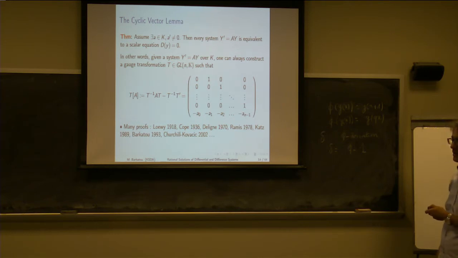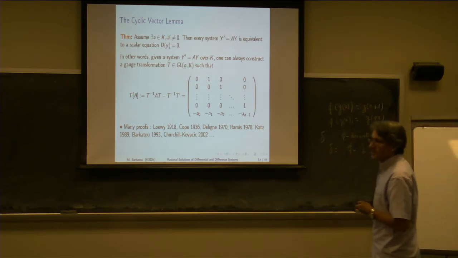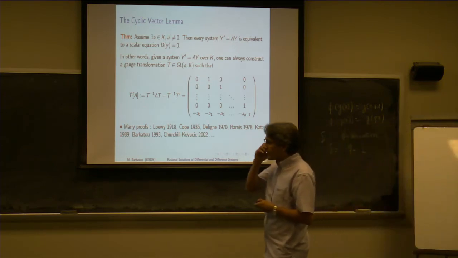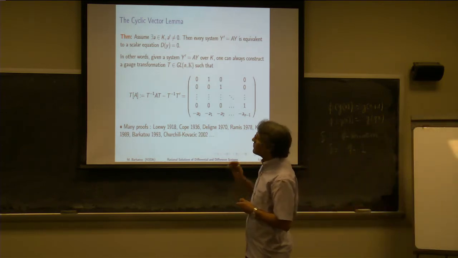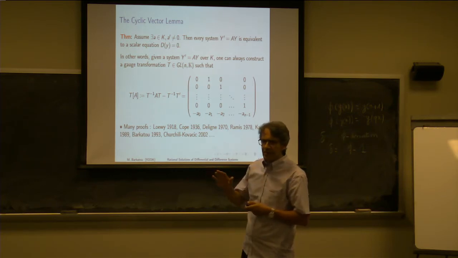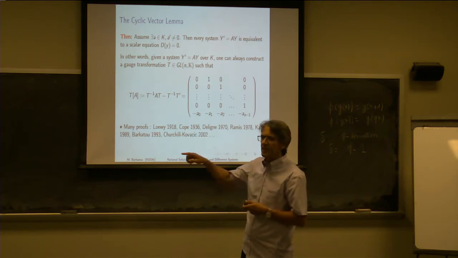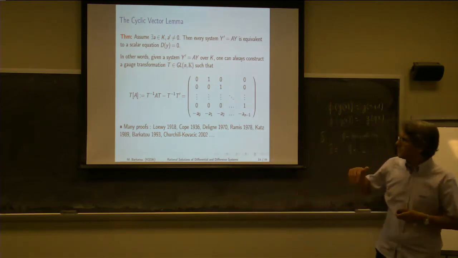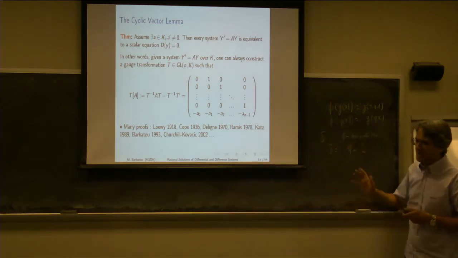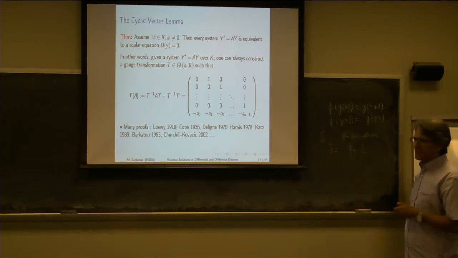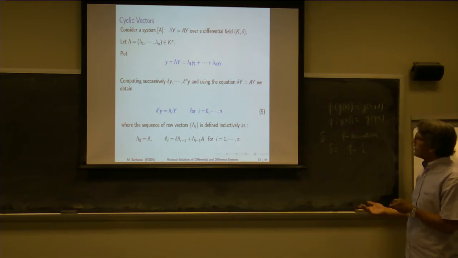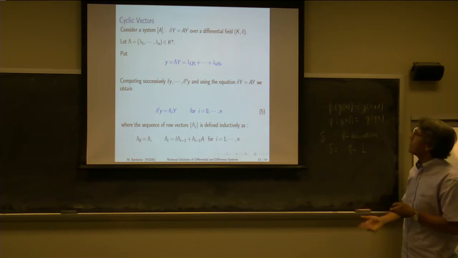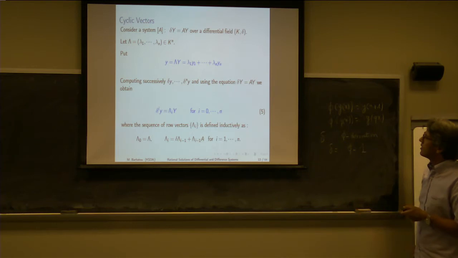Now, is this true in positive characteristic or only in characteristic zero? It is true also in positive characteristic, provided that the size of the system, n, is big enough, bigger than the characteristic, I think, to avoid some problems. So it works. And now let me show you, in practice, how to construct a cyclic vector.